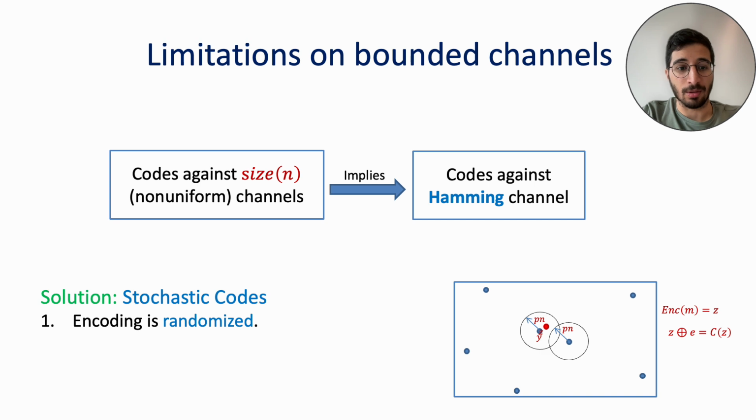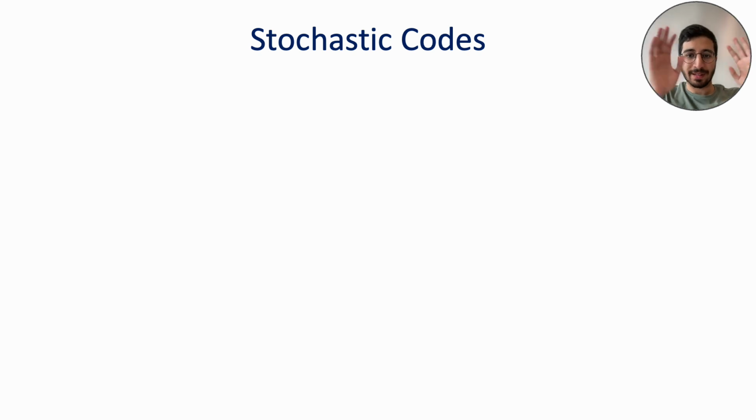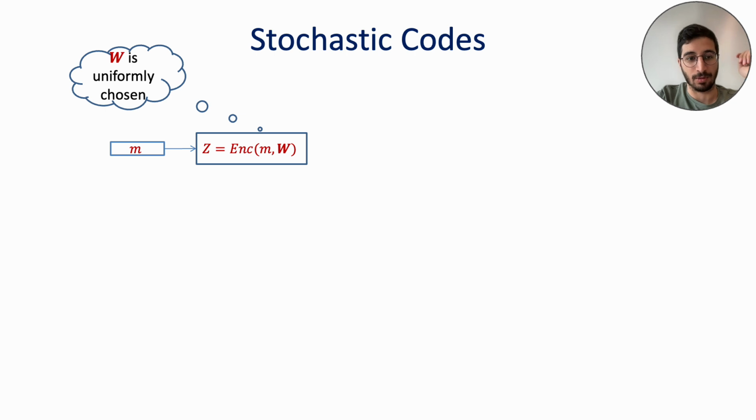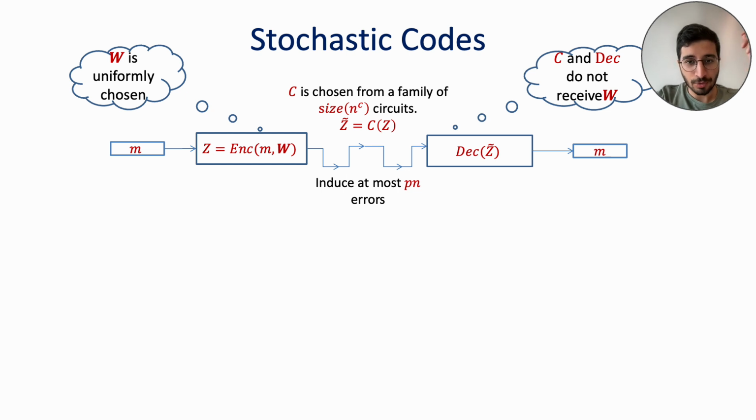And the solution to this is stochastic codes, in which the encoding is going to be randomized, and the decoding is only succeeding with high probability. Now, let me retell the story of error correcting codes, but this time for stochastic codes. And the story goes as follows, right? We have a message, we encode it, but this time we're going to give randomness to the encoding function. So the encoding function takes w, which is a uniformly chosen string. We send it through this noisy channel. This time we're going to specify it to be size n circuits, and they can induce at most pn errors. And the decoding function takes these damaged code words and hopefully produces the original message. Now, note crucially here that neither the channel nor the decoder receive this extra randomness. So this randomness is not given to the channel nor to the decoding function. So there is no setup in this scenario. We're not assuming anything. This is essentially what you would want in a non-setup case.